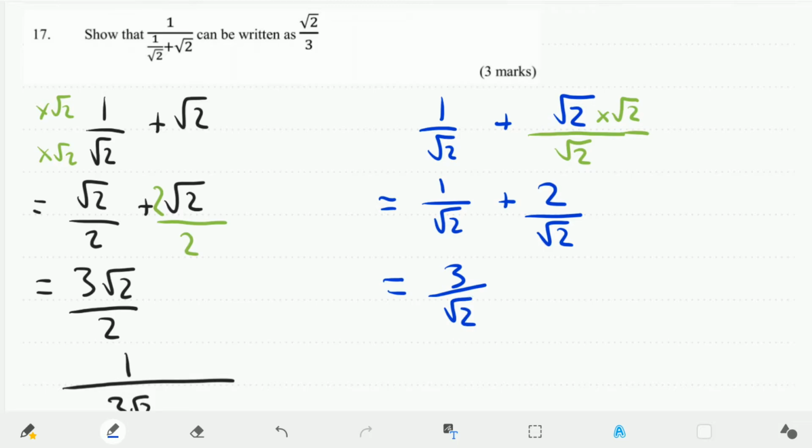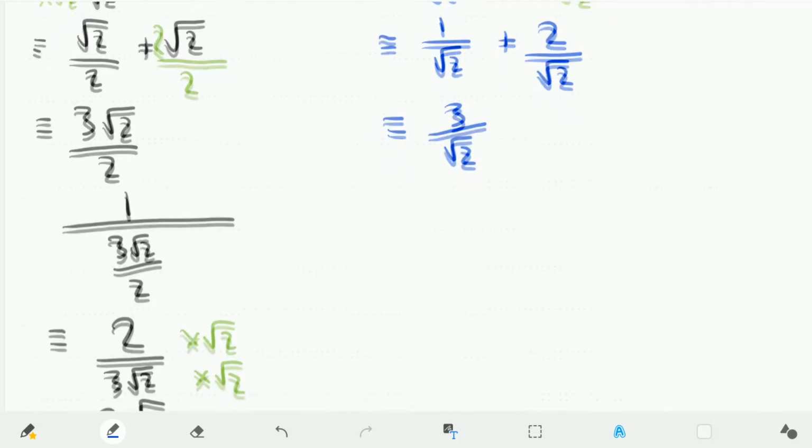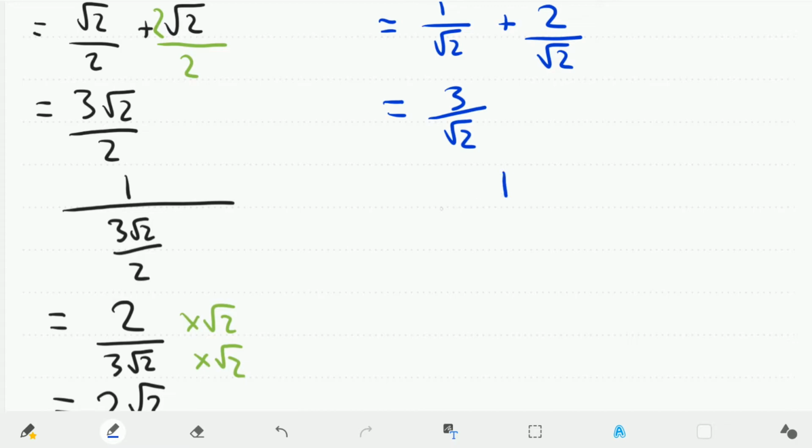The original question says 1 over all of that. So the original question was 1 over 3 over root 2. And again, when we do 1 over a fraction, we just find the reciprocal. So we just swap the denominator and the numerator around. 3 over root 2, we swap them around, we get root 2 over 3, and here we have the answer again.